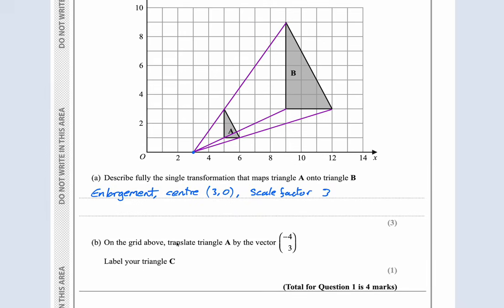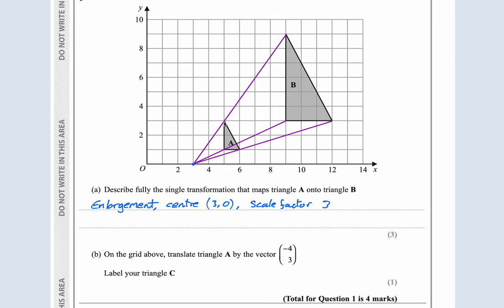Then he says, on the grid above, translate triangle A by the vector -4, 3. So -4, 3 means we need to go left 4. So let's just look at this top corner here, and we're going to go 4 left. 1, 2, 3, 4. And then up 3, 1, 2, 3. So that's the top corner.